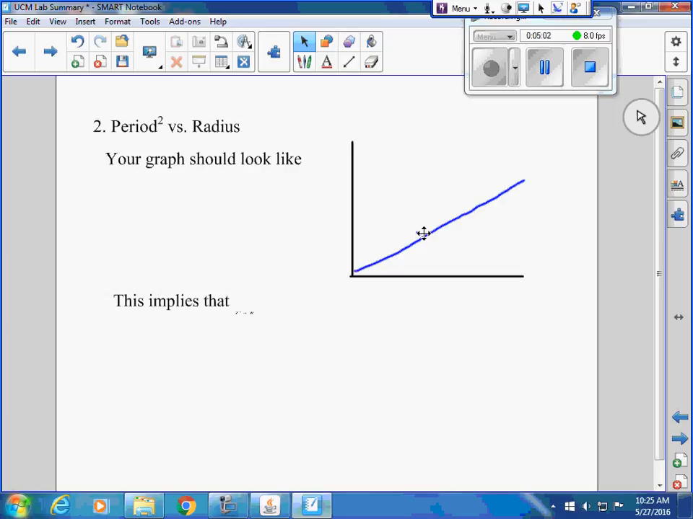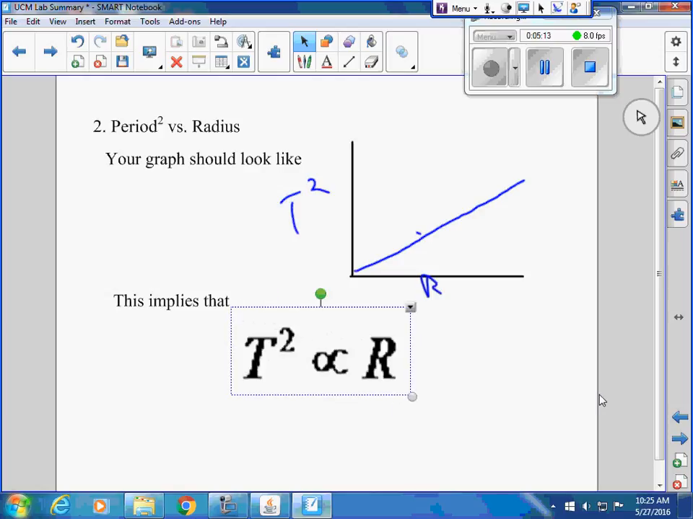So you should have got a linear one, and this implies that this is period squared versus radius. So we've got T squared here, we've got our radius here. Because it's linear, this tells us that T squared is proportional to r. The bigger the radius, the slower it goes, which increases the period, and it's period squared.